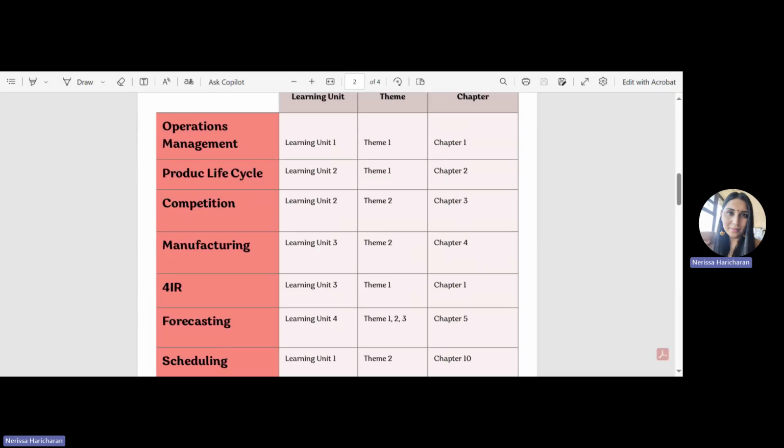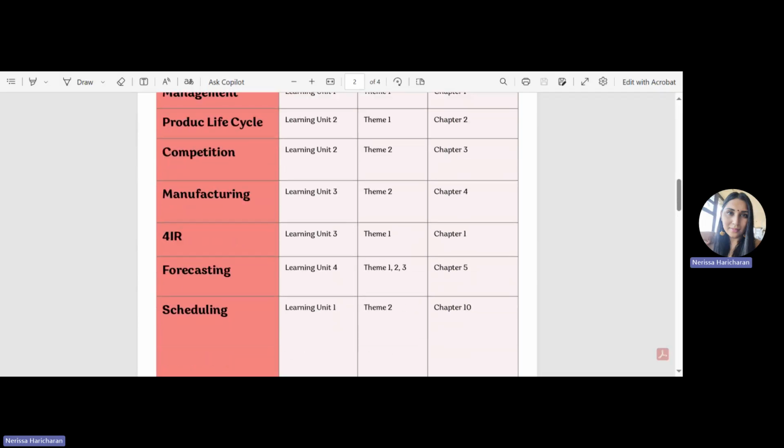The first one is operations management. What is operations management? You probably get a case study and you have to speak on ops management from their perspective. And I put the learning unit theme and the chapter there to make it a lot easier for you. Then you're going to speak on product life cycle, the different competition sections within the chapter, the manufacturing stage, manufacturing area, for IR and forecasting. It goes hand in hand, so you may get a question there. And then scheduling, which was the last learning unit that we had done.